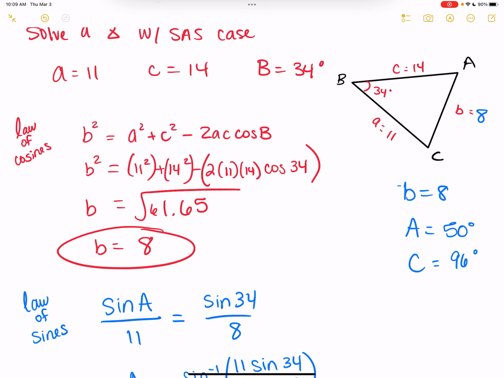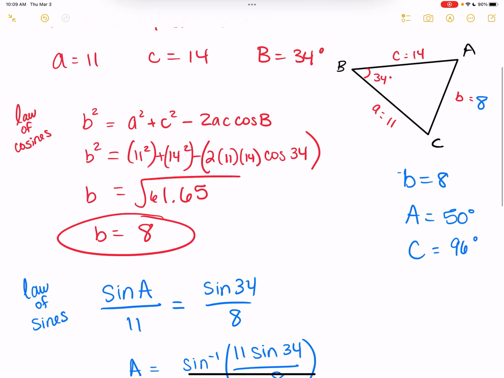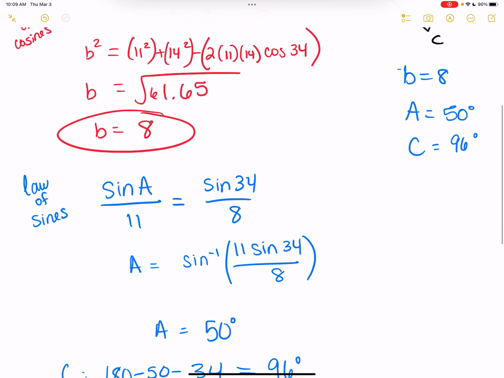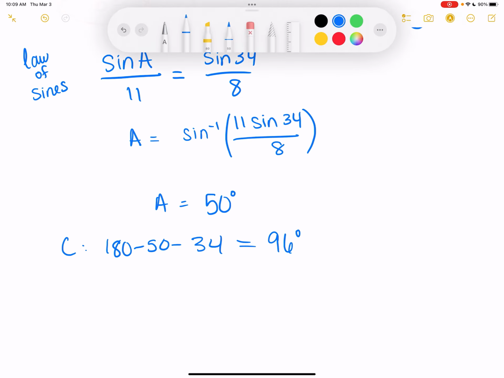Okay. So, let's go to some actual examples. Does A homework not look like C? Well, it's just because I don't know what the angles are going to be when I draw my triangle. So, we're not doing that. All right.